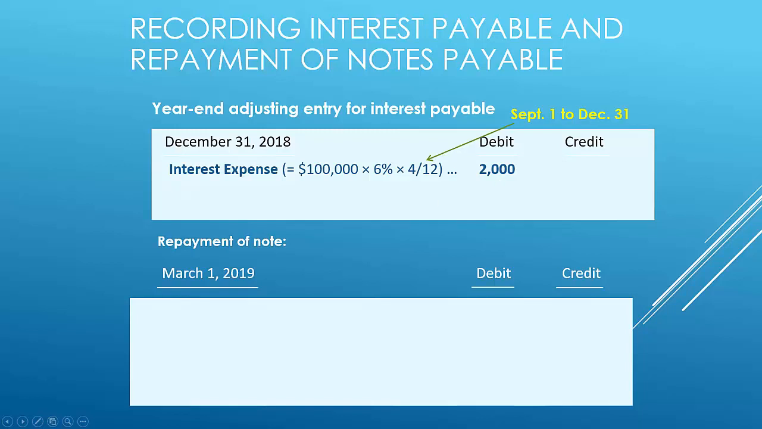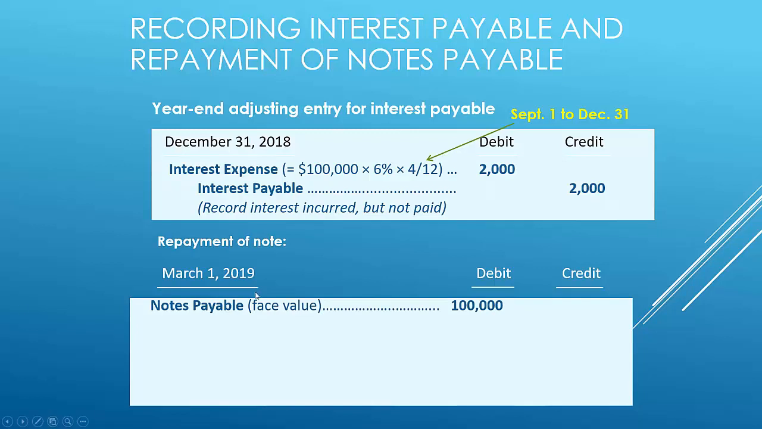Keeping in mind now, they haven't actually paid that interest, but they've certainly incurred that much interest expense. So they put that into a payable account because they're not going to pay the bank at the moment on December 31st. They're going to do it when they pay back the note.